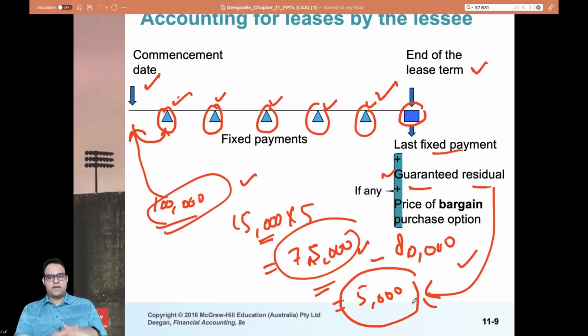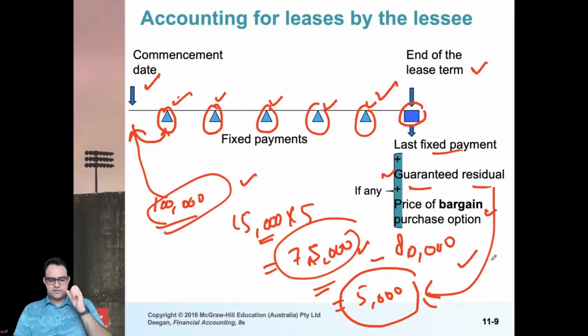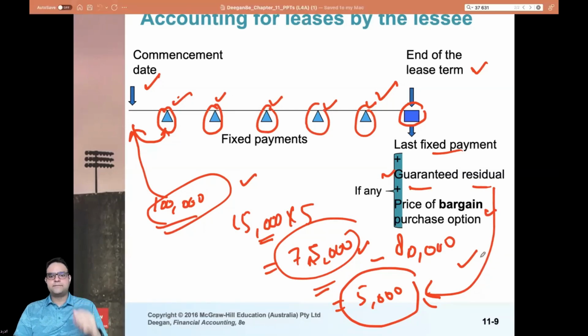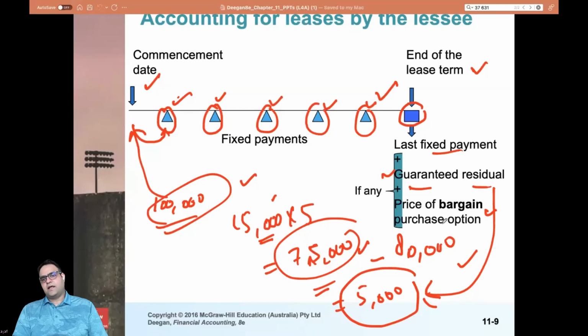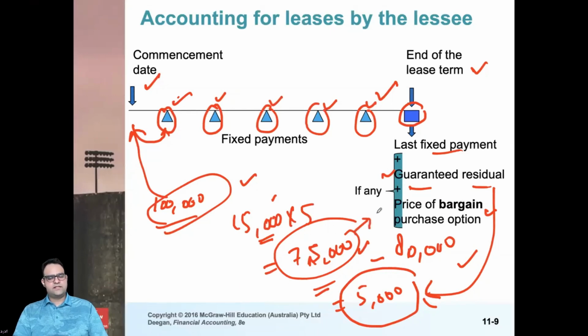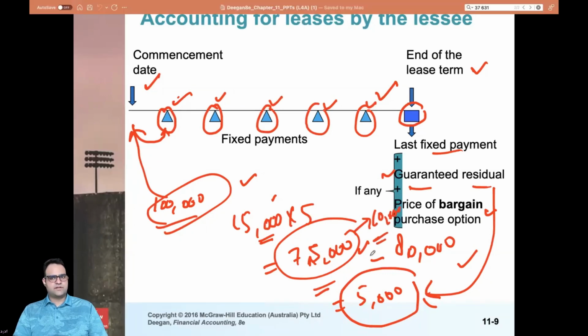And the last term is the price of the bargain purchase option. What is a bargain purchase option? They pay for 5 years, 15,000 each year. At the end, they already fix an amount: after the lease period is done, you have to pay me 10,000 US dollars as a bargain purchase option.